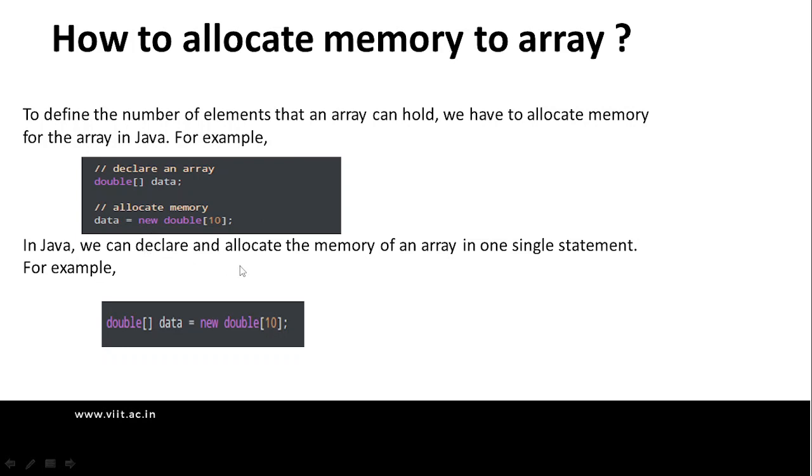In Java, we can declare and allocate the memory of an array in one single statement. For example, instead of using two statements, we can have this single statement for declaration and allocation of memory to the array elements. For example, double[] data = new double[10].